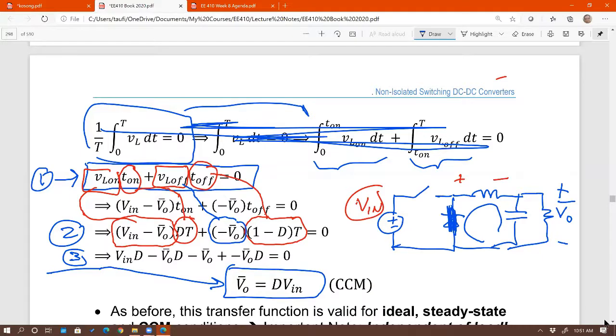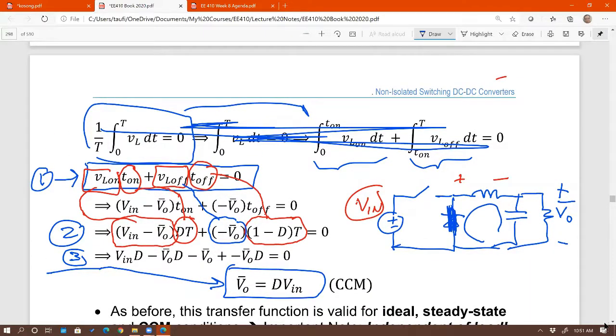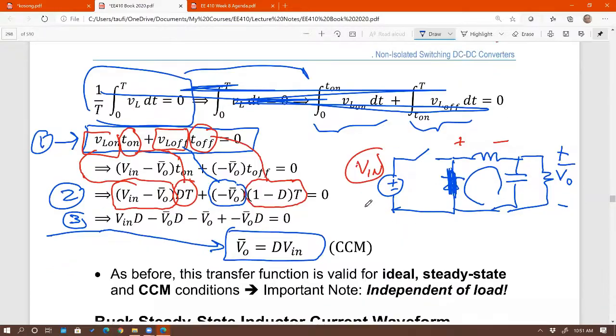So do this when you get an interview with some company and they're asking you to derive a transfer function: start with volt-second balance. Impress them with this. Simple, short, easy, and you get the transfer function that way. Any question on this?